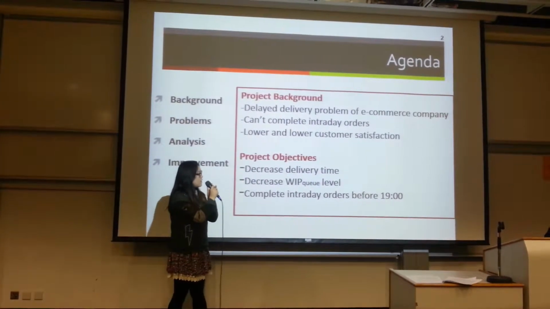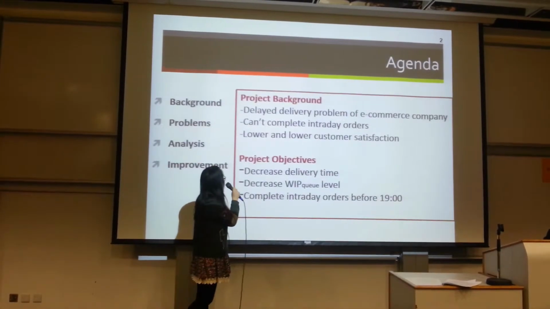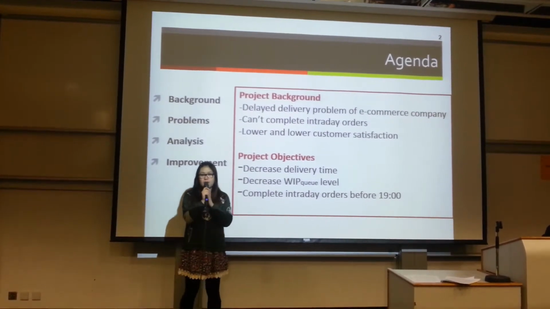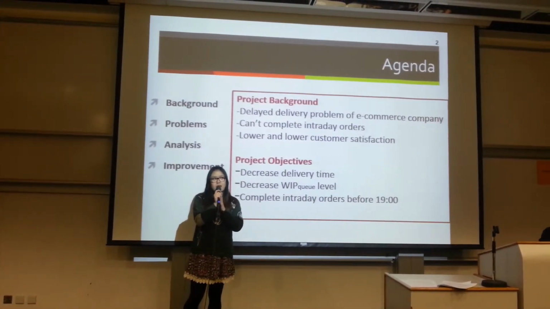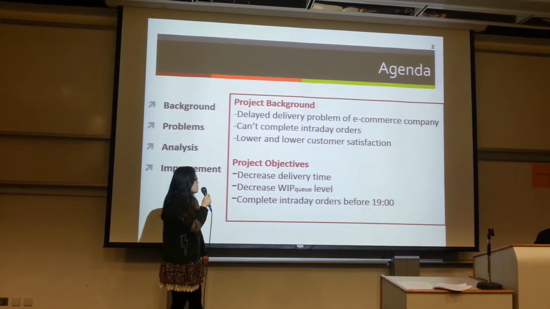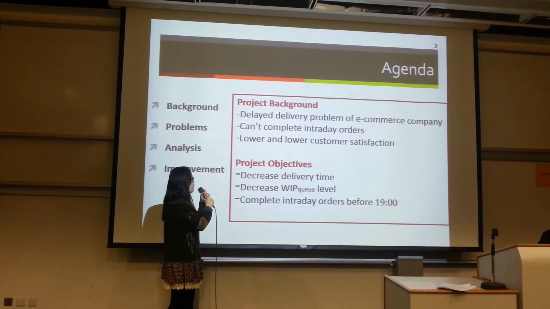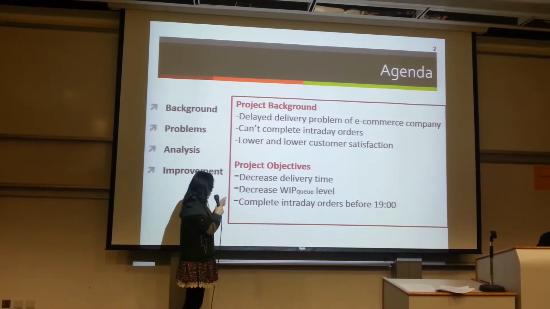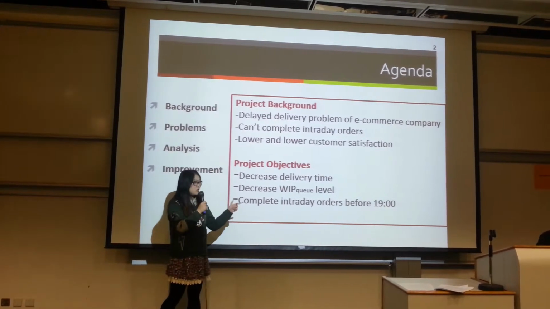There are some problems with this e-commerce company. It has a delayed delivery process, and they cannot complete every order in one day. So the orders will accumulate every day, and it will affect the stability of this system, and maybe someday this system will fall out. After that, the customers will not be satisfied with this company. So the objectives of this project are to decrease the delivery time and decrease the WIP level, and also complete every order before 7 o'clock.